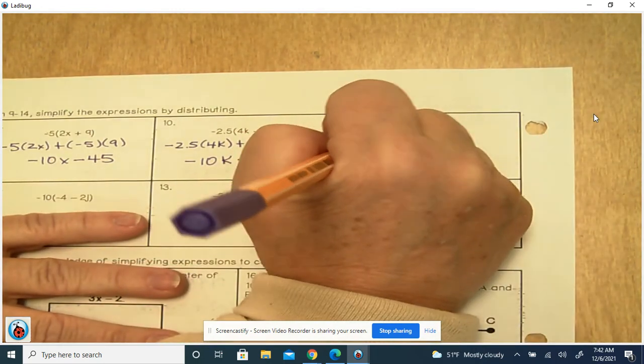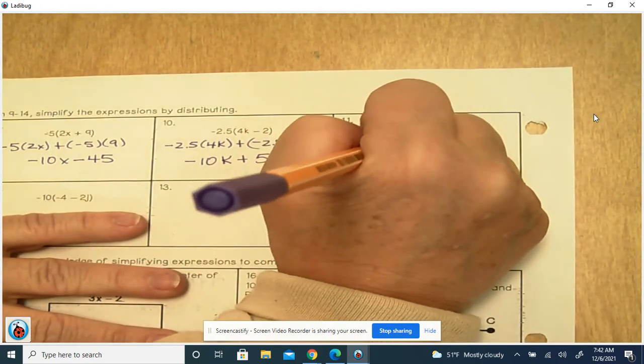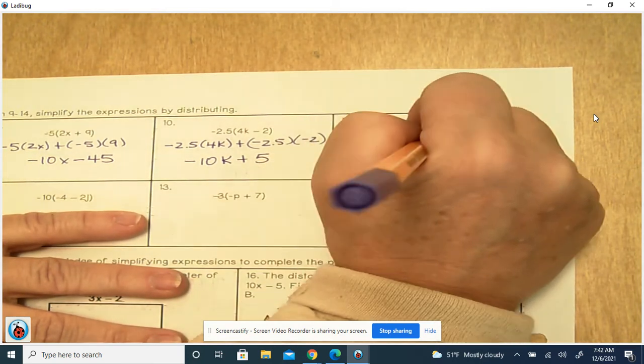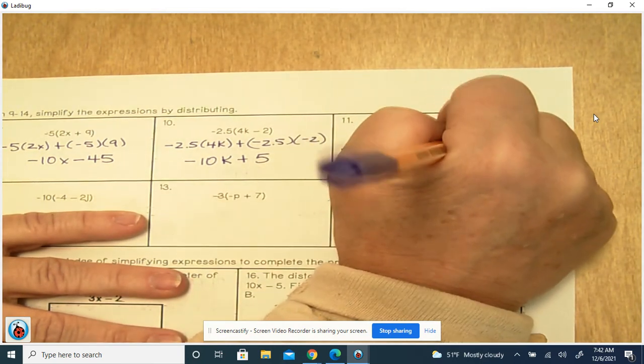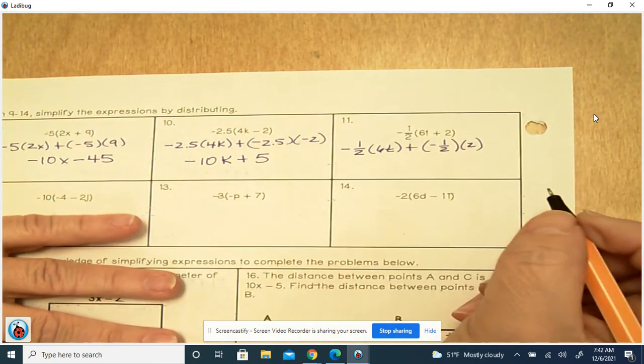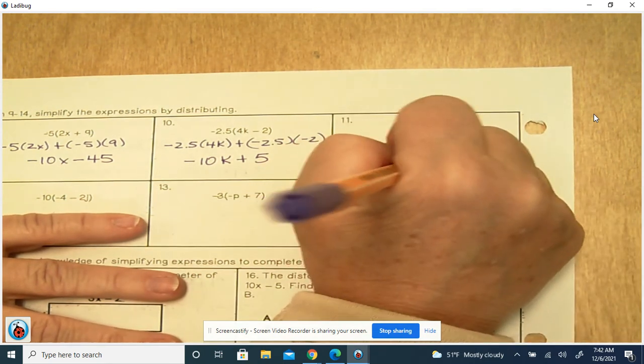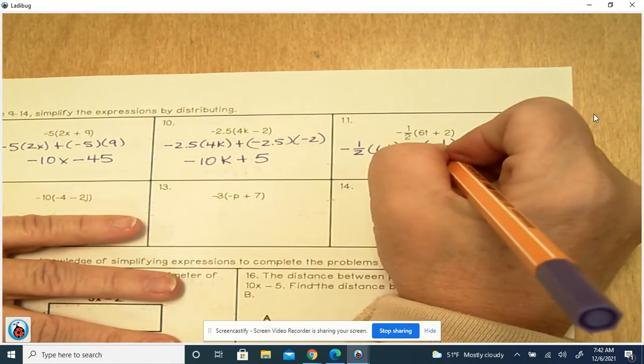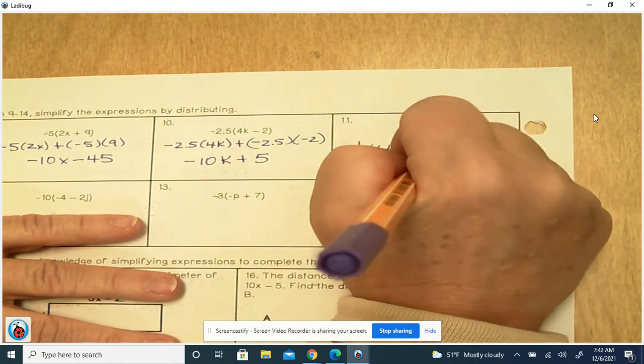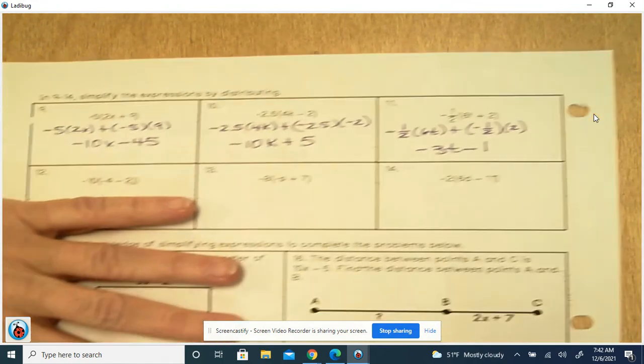Number 11, a negative 1/2 times 6t plus a negative 1/2 times 2. A negative 1/2 times 6t is a negative 3t, and a negative 1/2 times 2 is a negative 1.